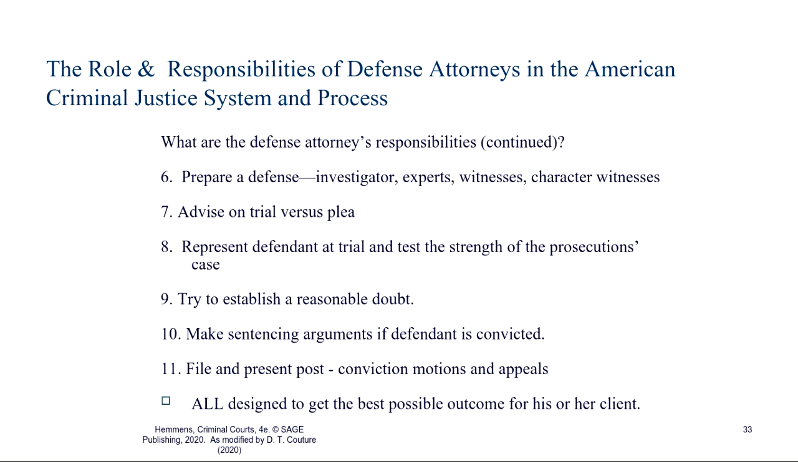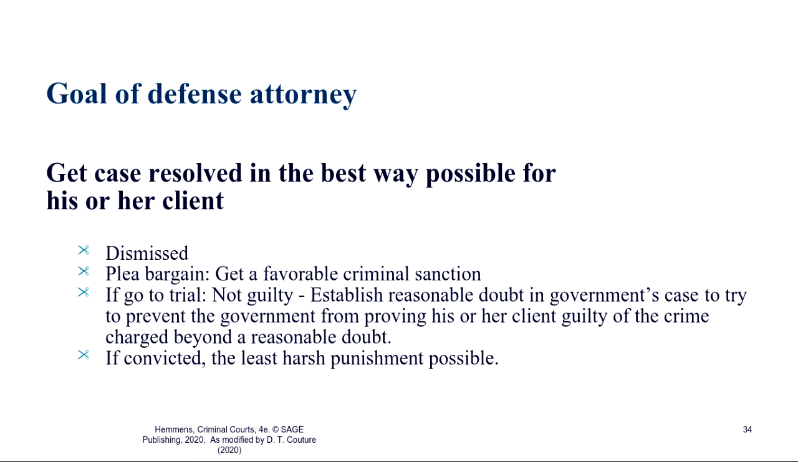Advising on whether to go to trial or take the plea, preparing the defense, hiring experts to do investigation to counter the evidence that the prosecution has. And then from that point on, that's going to be trial decisions. So the defense attorney is always trying to get the case dismissed. If they can't get the case dismissed, they want a plea bargain and get the best deal possible. If they go to trial, obviously they want a not guilty verdict. And if the defendant is convicted, their goal is to try and have the least harsh punishment possible.